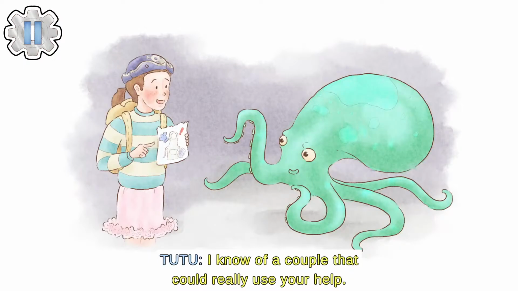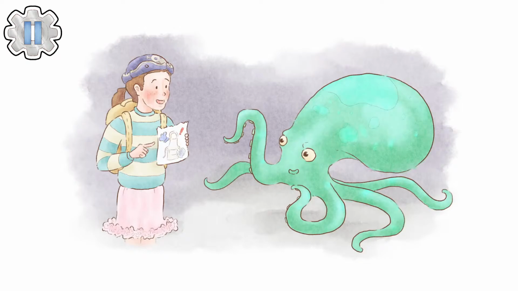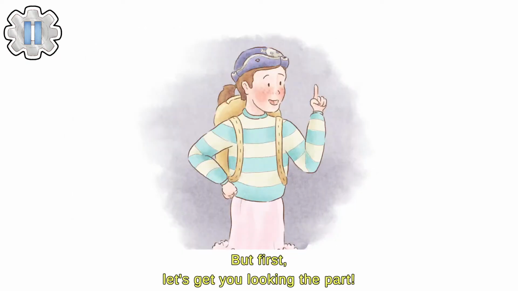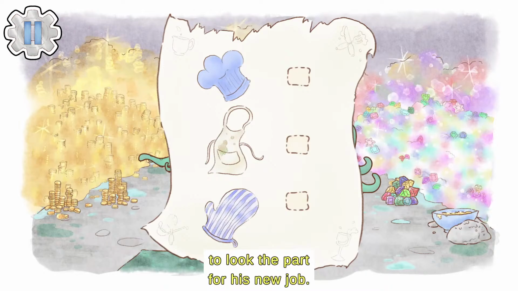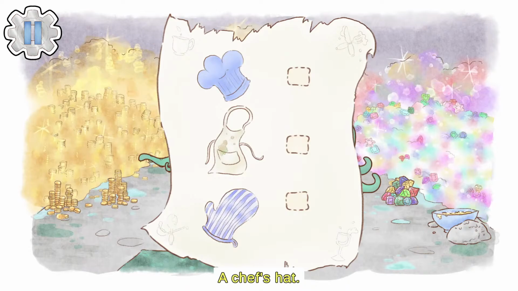I know of a couple that could really use your help. The octopus looks happy with the idea. But first, let's get you looking the part. Here was a list of what the octopus still needed to look the part for his new job. A chef's hat, an apron, a trusty oven glove.